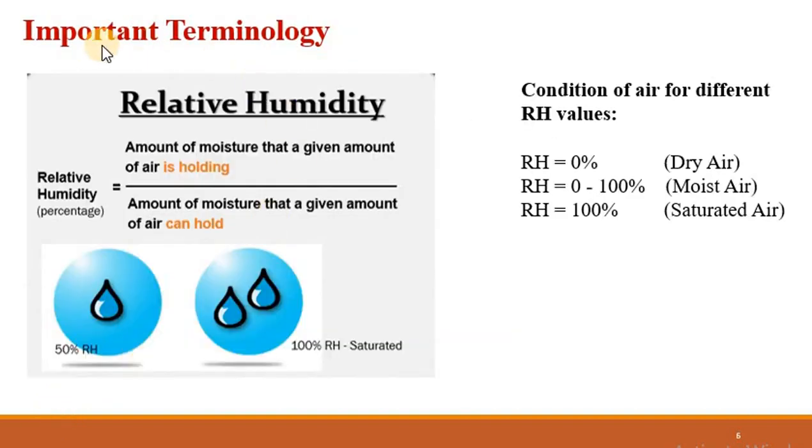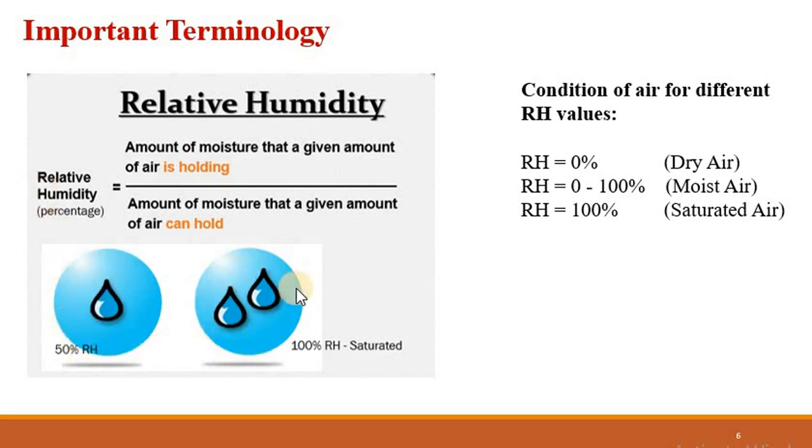Another terminology is relative humidity. This is a very important parameter. Normally relative humidity is also represented as humidity, as we have discussed earlier. So what is that? It is the amount of moisture that a given amount of air is holding, compared to the amount of moisture that the same amount of air can hold at saturation, that is, the maximum it may hold. The value is represented with the help of relative humidity.